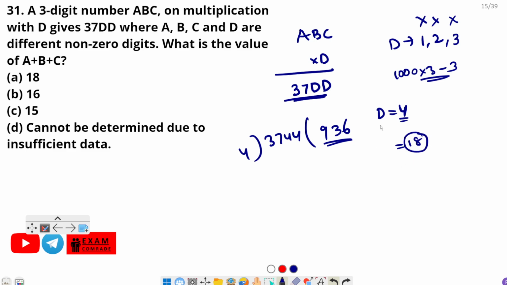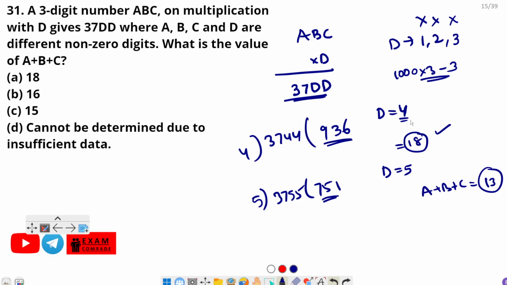If d is equal to 4, the answer is 18. We take d is equal to 5, 5 7s are 35, 2. Okay, the sum of digits a plus b plus c is 13. So for d is equal to 4 we are getting one answer, and for d is equal to 5 we are getting some other answer. So the answer is cannot be determined due to insufficient data.